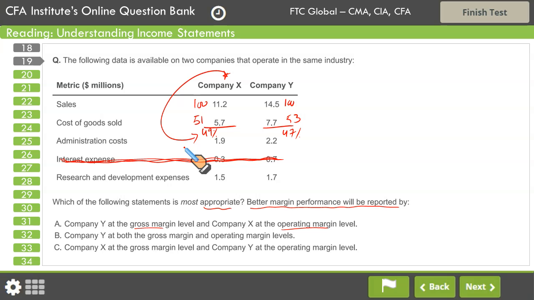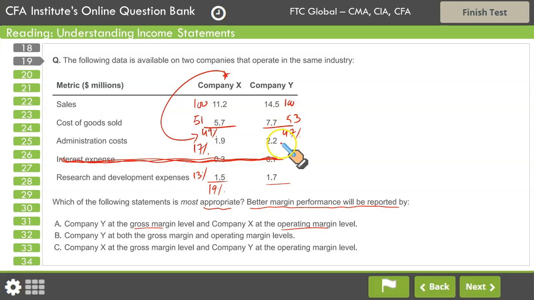Now, let us calculate the operating margin. For this, we need to convert these numbers into percentages as well. Administrative cost is 1.9. 1.9 is what percent of 11.2? It's about 16.9, rounded off to 17%. And 1.5, which is R&D, is what percent of 11.2? That is 13.39. We can write it as 13%. So 49 less 17 less 13 gives you 19%.